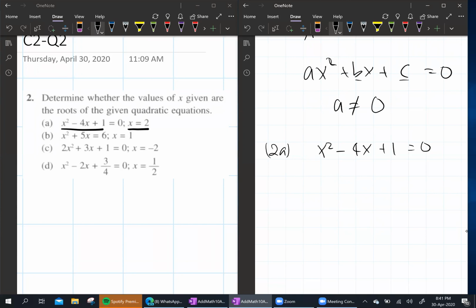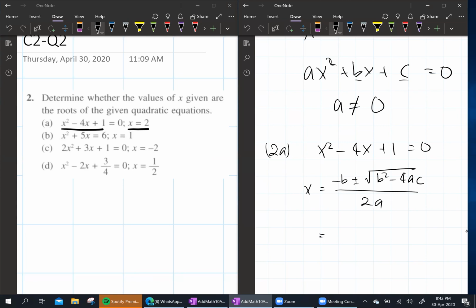Can you factorize or not? It cannot be factorized. So if we cannot factorize, what do we do? Use the formula, right? x equals minus b plus or minus the square root of b squared minus 4ac, over 2a.